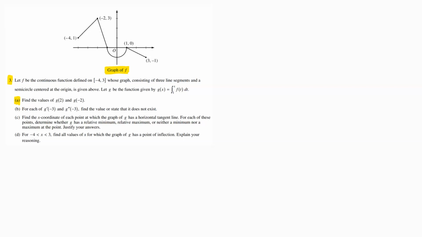Then looking specifically at A, they want us to go find the values of g of 2 and g of negative 2. And they give us a formula over here for what g of x is equal to. We know that g of x is going to equal the integral from 1 to x of f of t dt. So to find g of 2, this is just function notation.